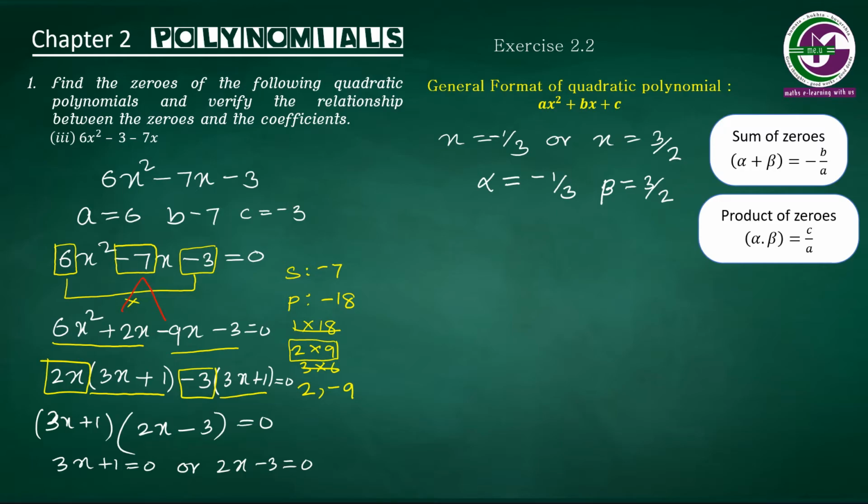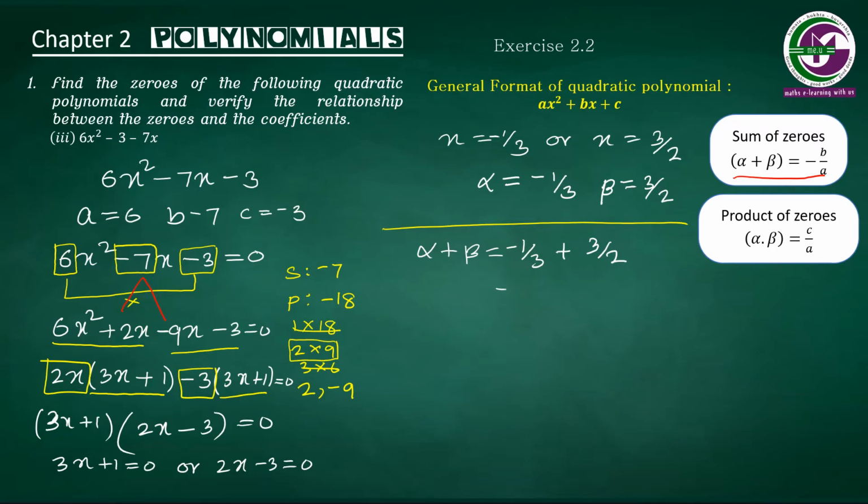Now the second part of the question, verification. We need to verify alpha plus beta equals minus b by a. We are checking whether this statement is correct or not. So first you need to find the value of alpha plus beta. Alpha is minus 1 by 3 plus beta is 3 by 2. These are fractions. You need to make the denominator the same. So for 3 and 2, 6 is the common multiple.